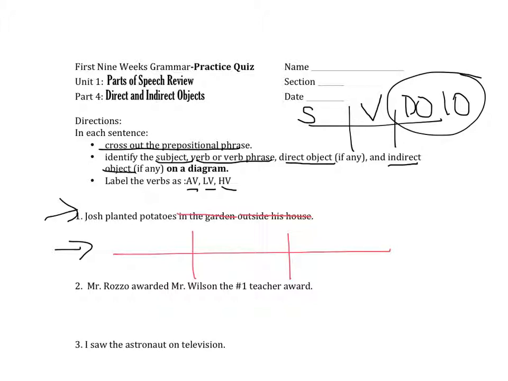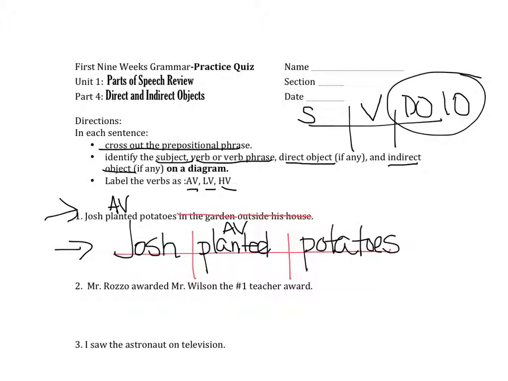My action verb, and I'm just going to identify it up here, is planted. If you wanted to put it here, that would be fine. And who planted? Josh. He's my subject. Because I have an action verb, I may have a direct or indirect object. I might have both, I might have neither. Let's ask ourselves, what did Josh plant? Potatoes. It receives the action. It got planted. The potatoes did. They are my direct object, which leaves me with nothing else, so I do not have an indirect object.